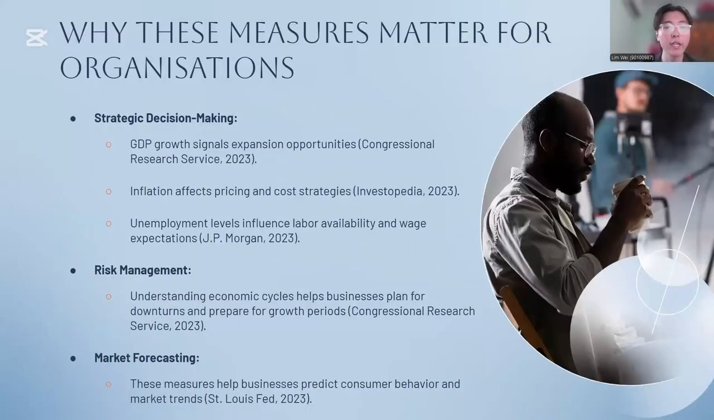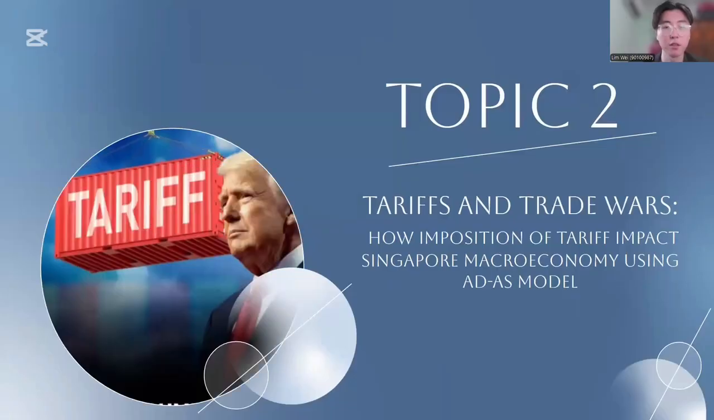So, why do these indicators matter for businesses? Well, they shape decisions in five parts. For strategy, GDP informs when to expand or consolidate. As for pricing and cost, inflation trends may help manage margins. And for talent, unemployment guides wage offers and hiring strategies. For risk management, monitoring the cycles lets firms prepare for downturns or position for recovery. As for forecasting, they help predict market demand and consumer confidence.